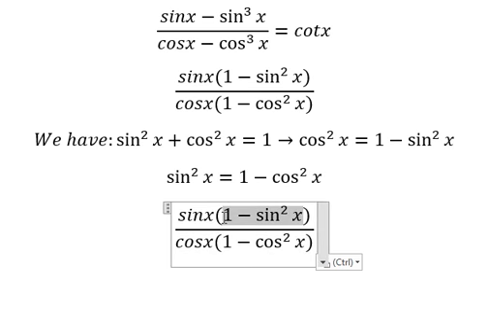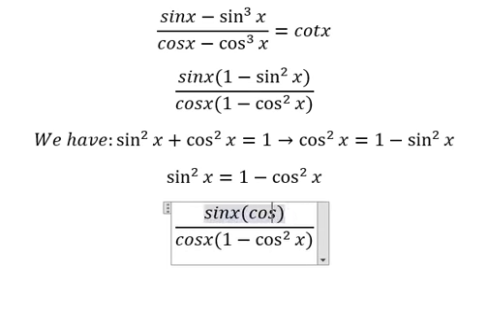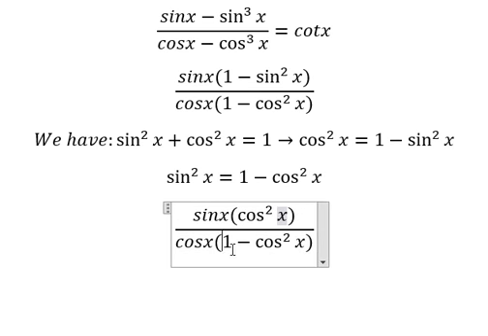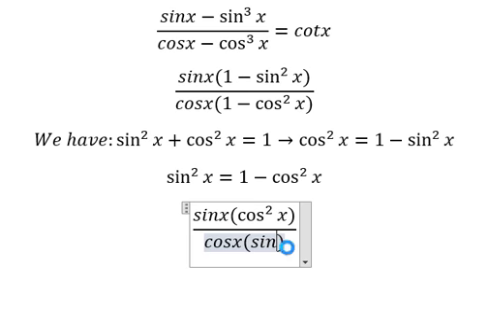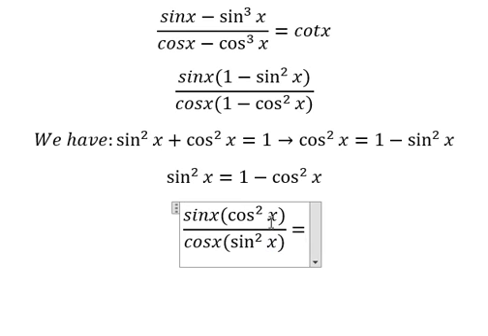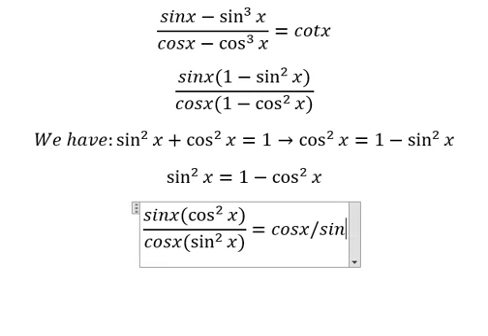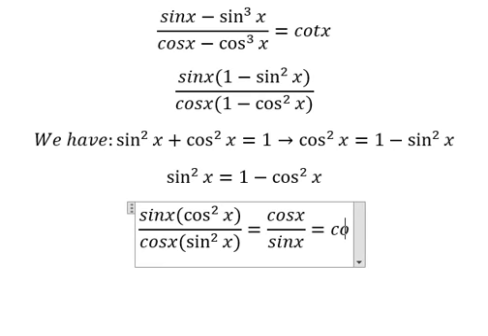So this one we change by cosine squared, and this one we change by sin squared. Now we need to simplify sin x cosine x, and we just have only cosine x over sin x, and that is cot x.